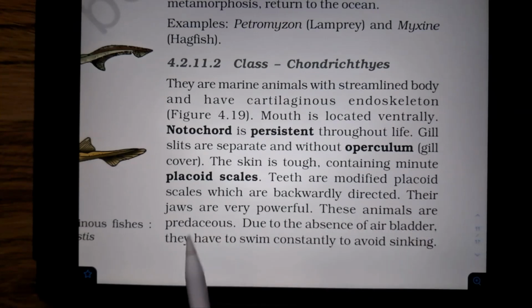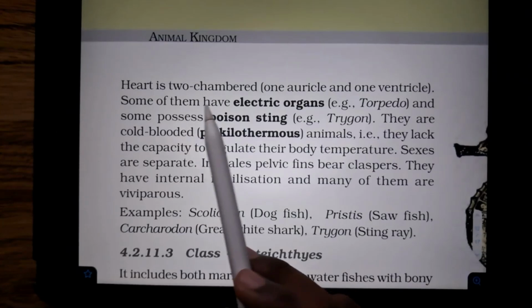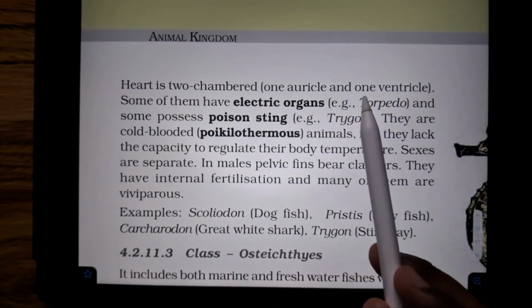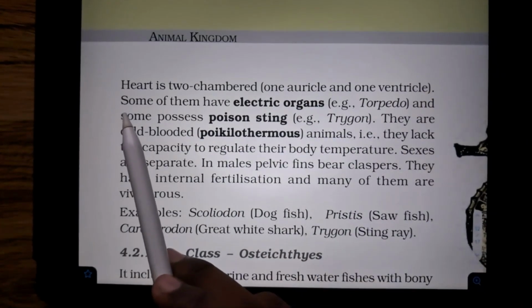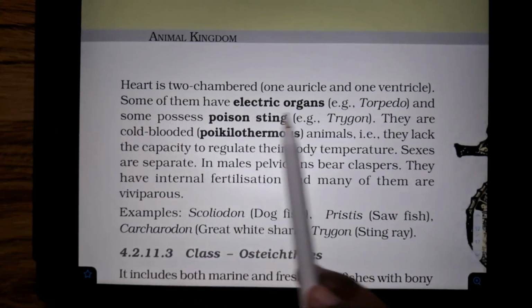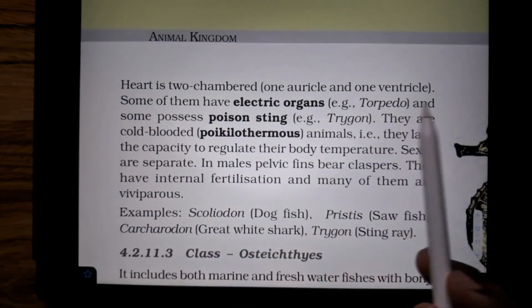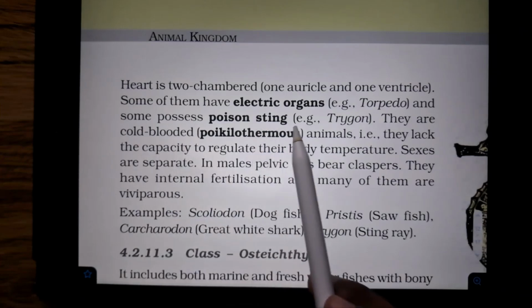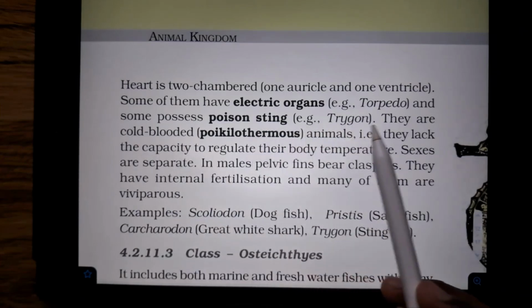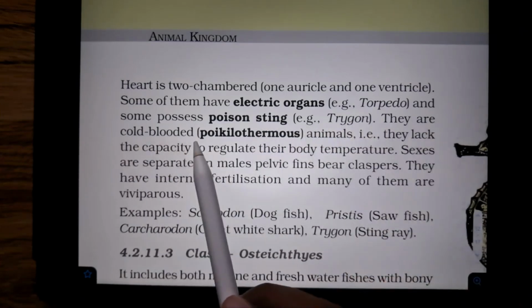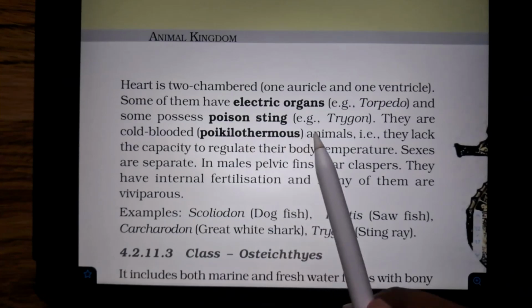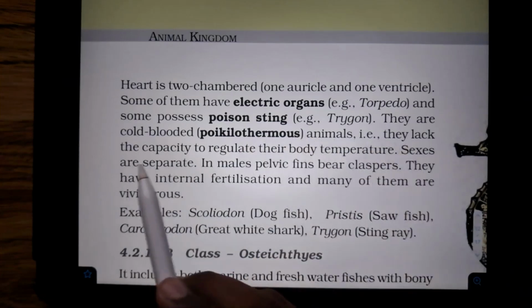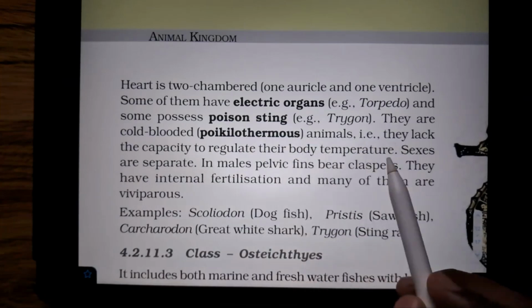These animals are predaceous. Due to the absence of an air bladder, they have to swim constantly to avoid sinking. Heart is two-chambered, one atrium and one ventricle. Some of them have electric organs, example Torpedo, and some possess poison sting, example Trygon. They are cold-blooded, poikilothermous animals. They lack the capacity to regulate their body temperature.